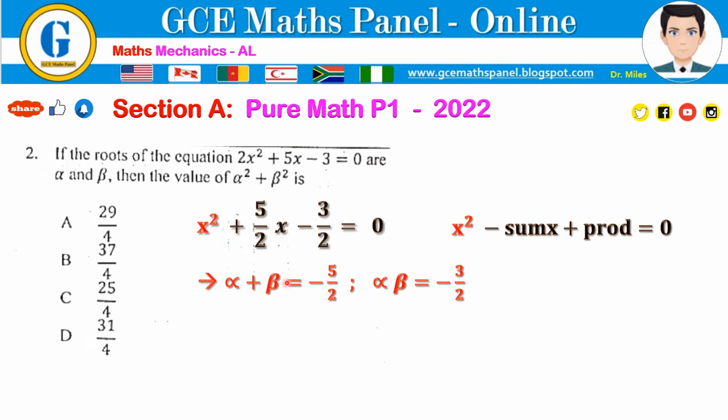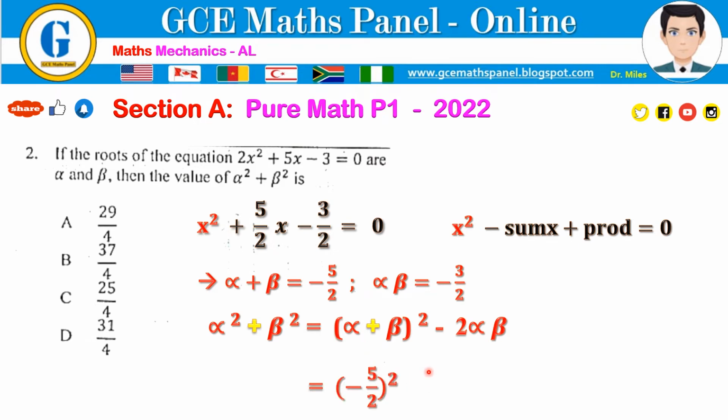Now that we have alpha plus beta equals minus 5 on 2 and alpha beta equals negative 3 on 2, we know from identities that alpha squared plus beta squared is equal to alpha plus beta all squared minus 2 alpha beta. So we just substitute these values we have obtained: minus 5 on 2 squared, minus 2 into minus 3 on 2, right? So this is going to give us, so that is what we have as our answer.